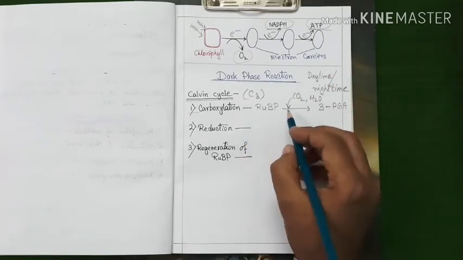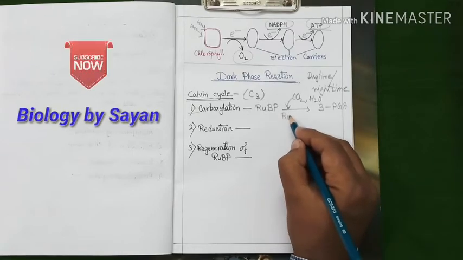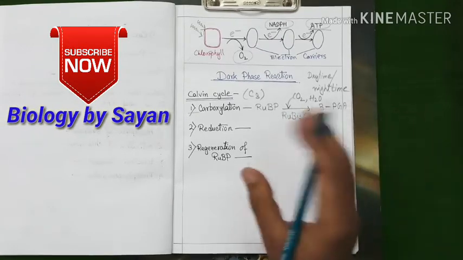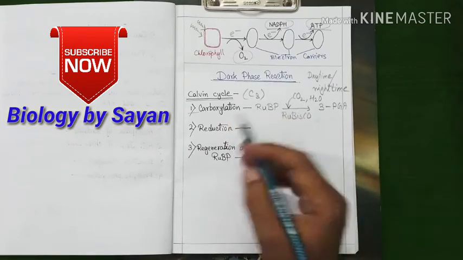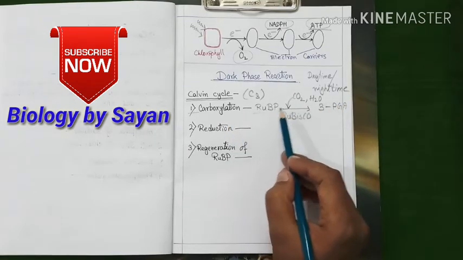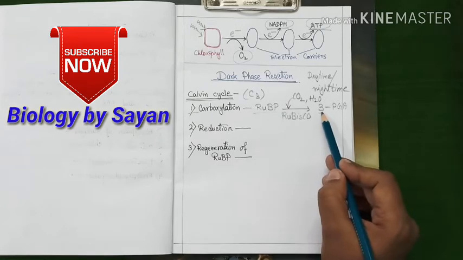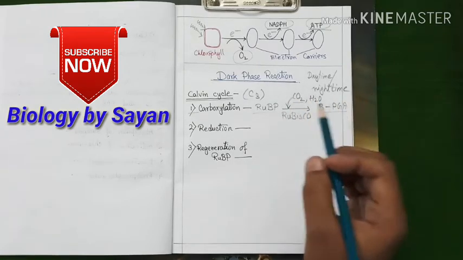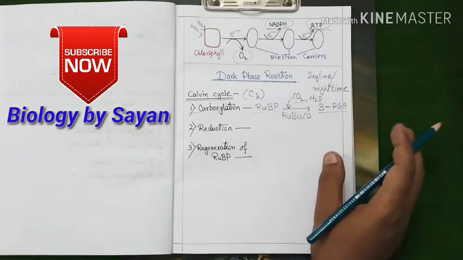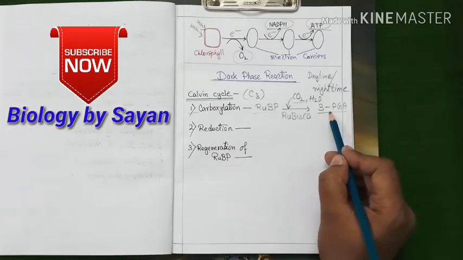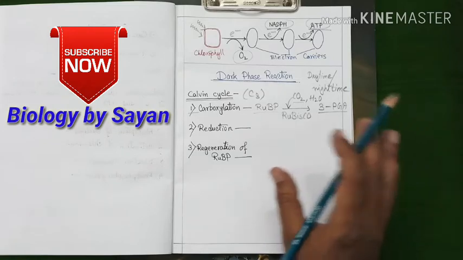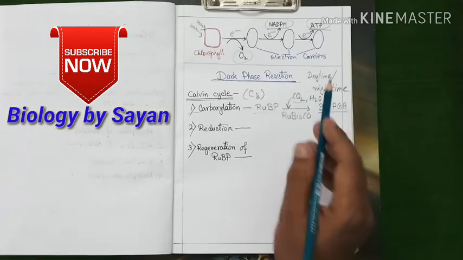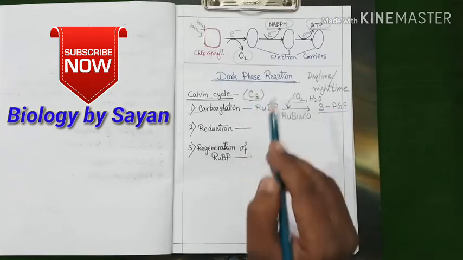And during this conversion, the very important enzyme Rubisco facilitates the process. So after carboxylation, RuBP gets converted into 3-PGA, where the free carbon dioxide of air gets assimilated in a stable product. This 3-PGA is the first stable product of Calvin cycle, and as it is a 3-carbon compound, the entire cycle is also known as C3 cycle.